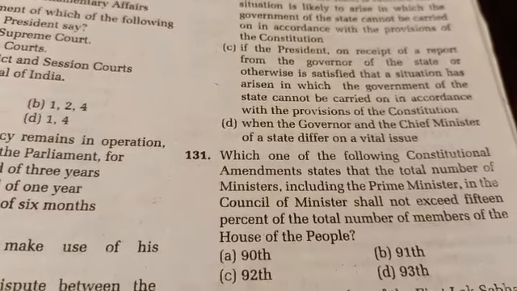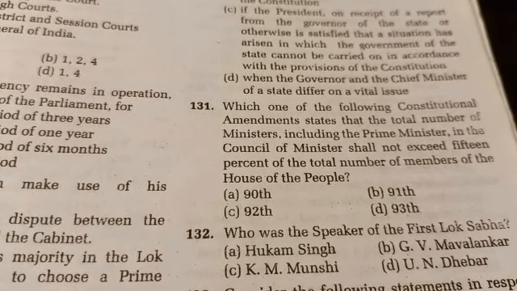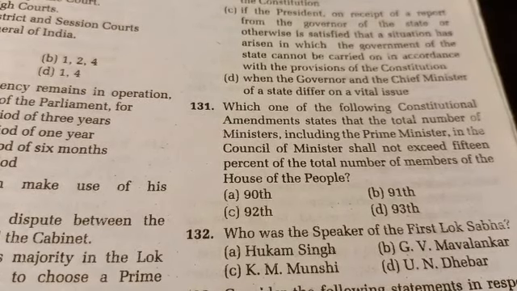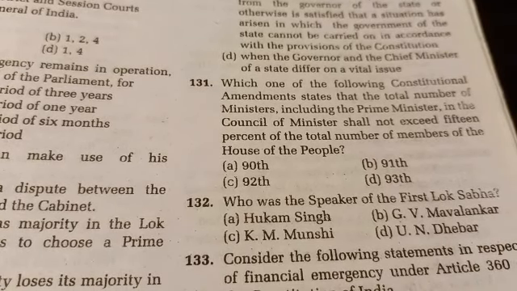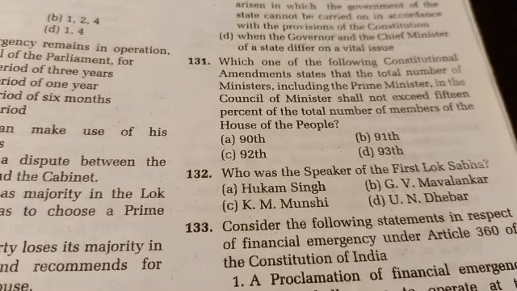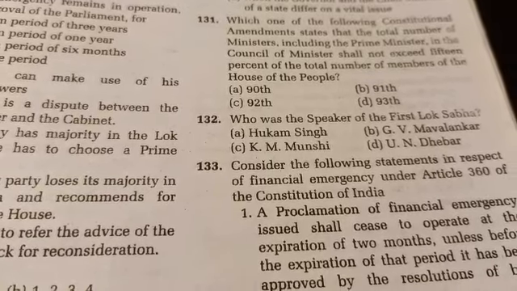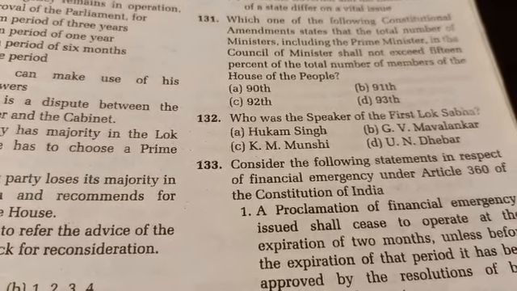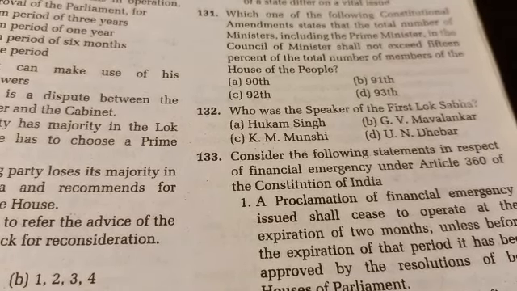Next question. Which of the following constitutional amendments states that the total number of ministers, including the Prime Minister, in the Council of Ministers shall not exceed 15% of the total number of the members of the House of the People? And the right option is option B, 91st Amendment 2003. Who was the Speaker of First Lok Sabha? Right answer is option B, G.V. Mavalankar.